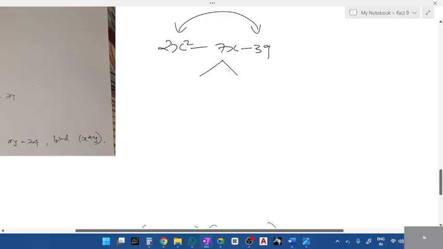Yes. Here you can't split the middle term directly. Multiply. So what do you get? 39 into 2 is? Yes. Multiply, students. Minus 39 into 2x, minus 78. Find all the factors of 78.